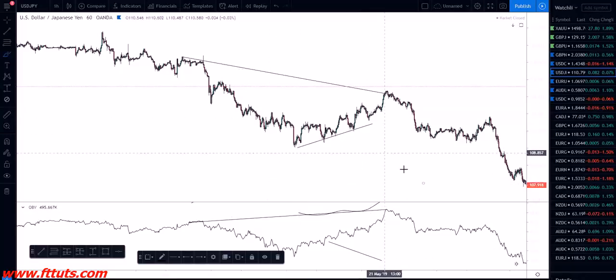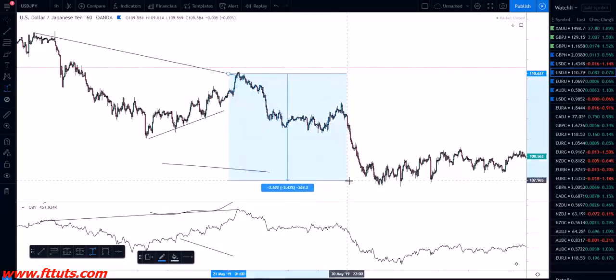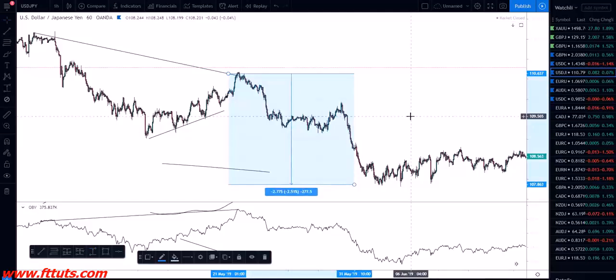But bearish hidden divergence spotted here. Oh my God. And what do we have after that? Market continuation to the downside, 277 plus pips. Guys, it's not rocket science. It's very simple.